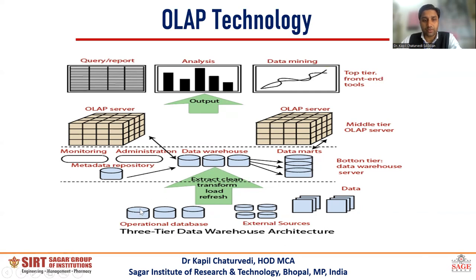So those heterogeneous sources are operational databases, transactional sources, and different kinds of files. By collecting that data, we perform various operations, basically the ETL process. ETL process is the extract, clean, transform, and load process. So by applying these basic operations over the data, we collect the data in the bottom tier.